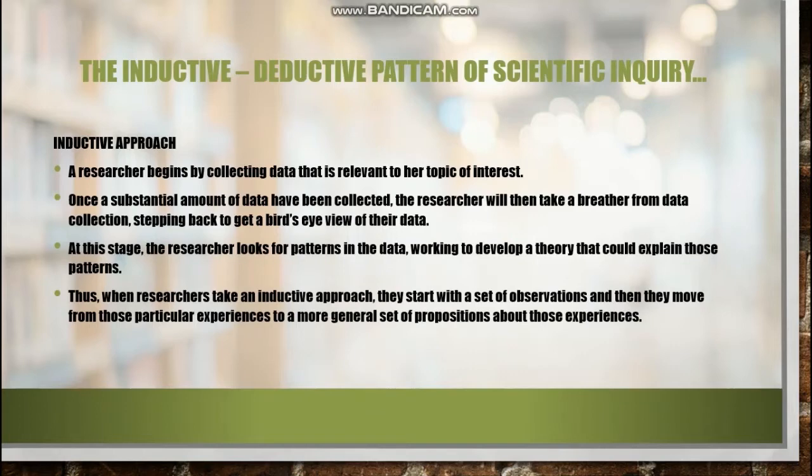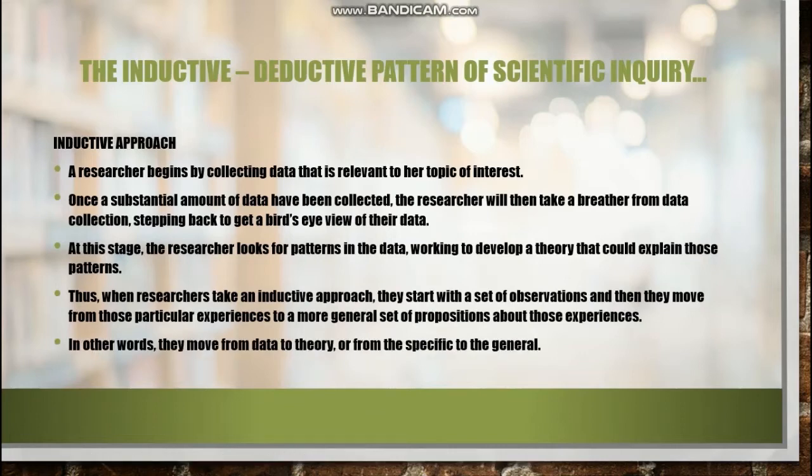Thus, researchers take an inductive approach. They start with a set of observations, and then they move from those particular experiences to a more general set of propositions about those experiences. In other words, they move from data to theory, or from the specific to the general.